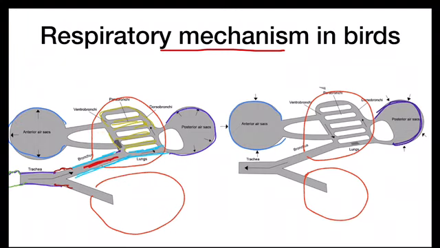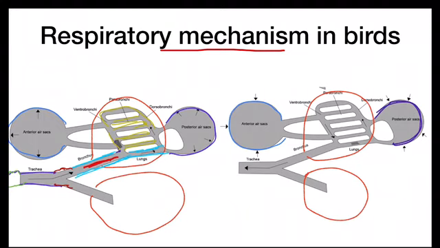So dilations from the secondary bronchus are called anterior air sacs. The dilations from the mesobronchus are called the posterior air sacs. Posterior air sacs develop directly from the mesobronchus, but not the anterior air sacs. They don't develop directly from the primary bronchus. The primary bronchus forms the secondary bronchus inside of the lung, and the dilations of the secondary bronchus are called the air sacs. Now let us see how respiration takes place inside of the bird.